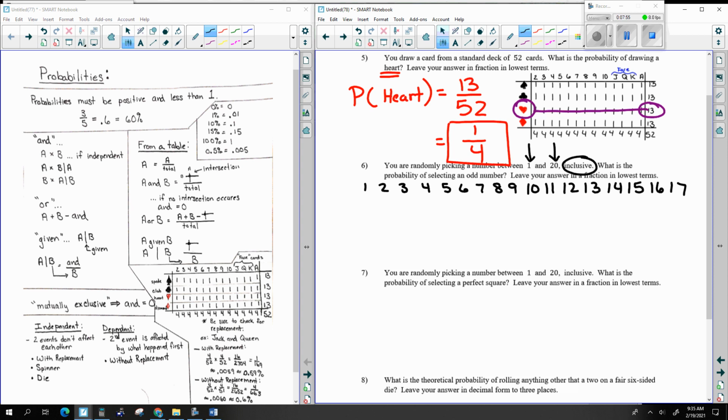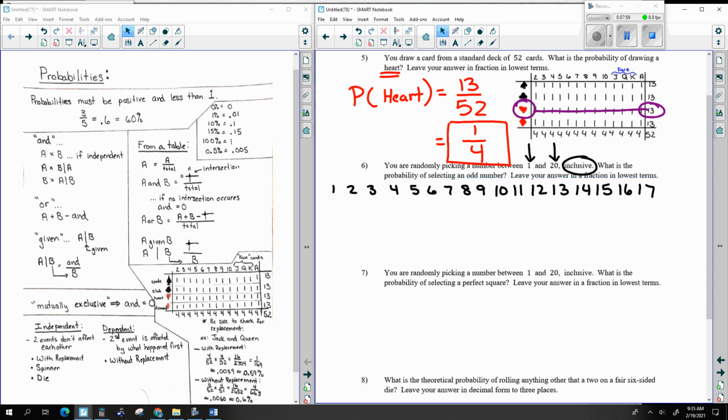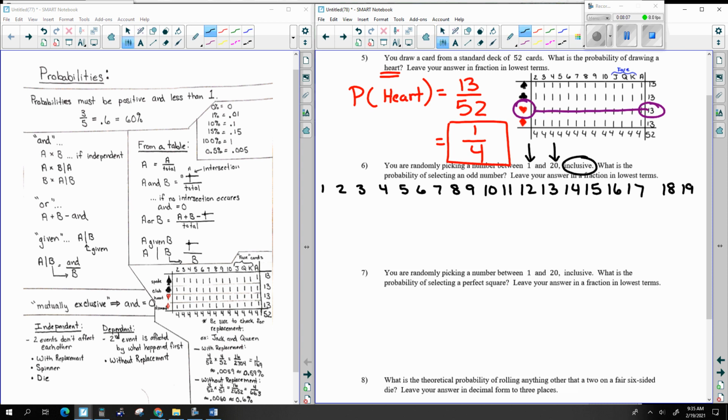I can't quite fit them all right there. Scooch this down just a little bit. So close. Okay, you get the idea. There's 20. So 20 is our total.